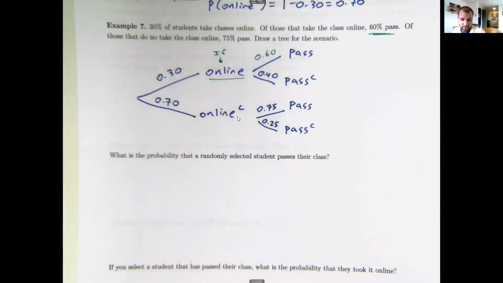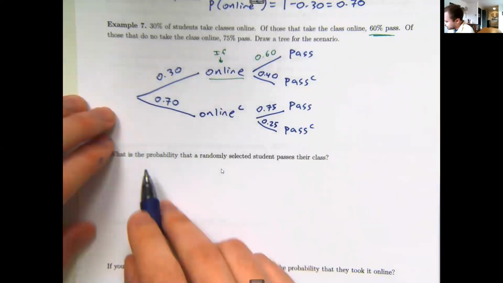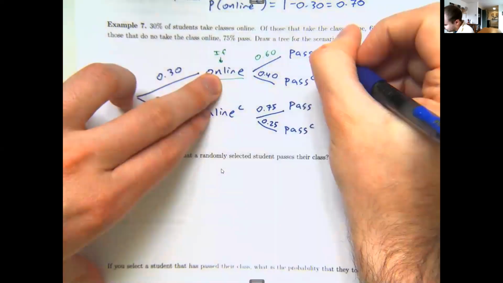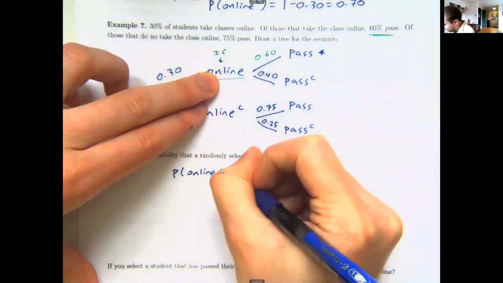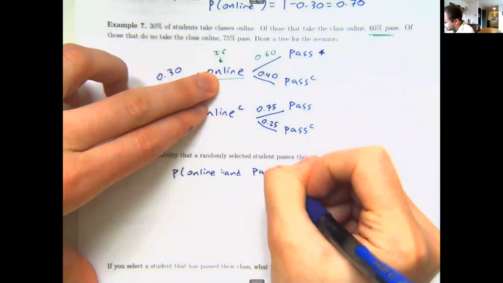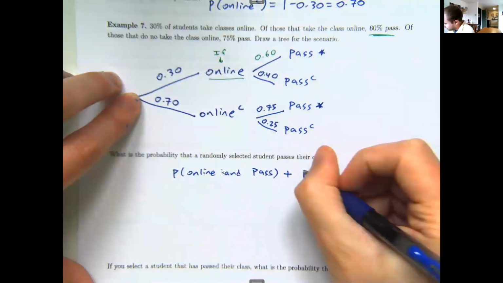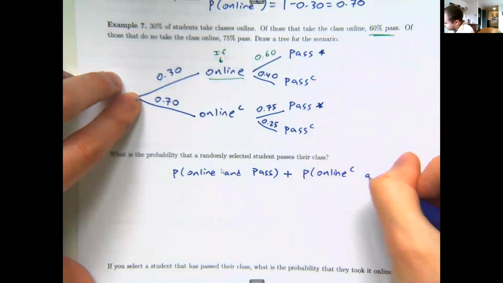What is the probability that a randomly selected student passes their class? Well, let's see where this is in my tree. If they pass, they can either be online and passing. So one option is my online and pass people. Or I see another spot here. They could take it not online and they could pass.